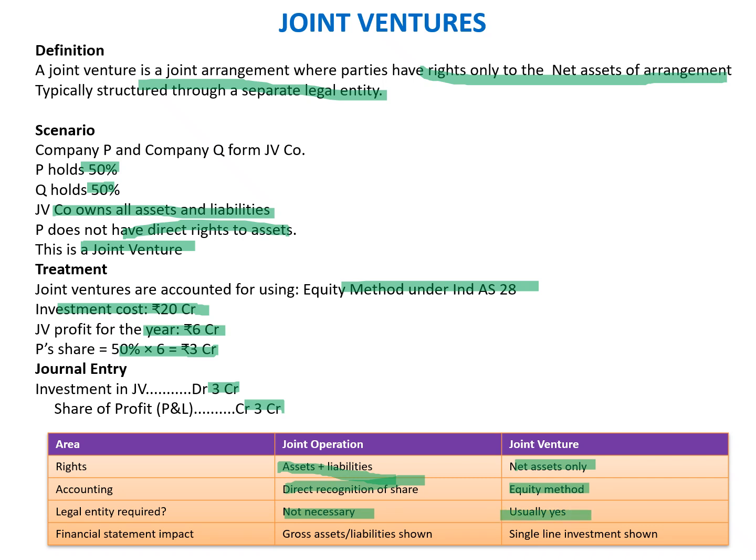Financial statement impact: gross assets and liabilities are shown. In the joint venture, only a single line is shown as the investment, and it will be increased or decreased by the percentage share of the profits or the losses, as the case may be.